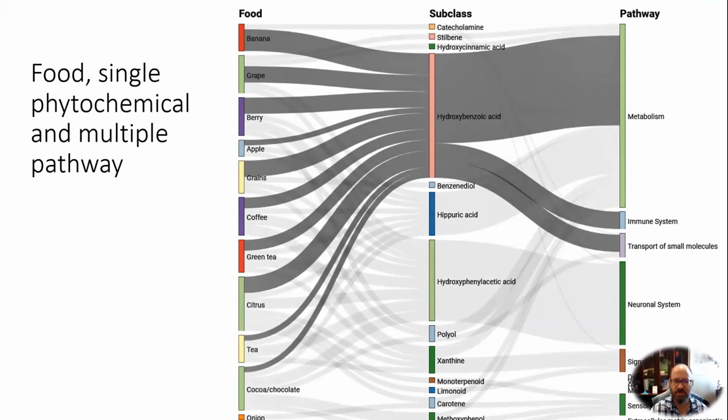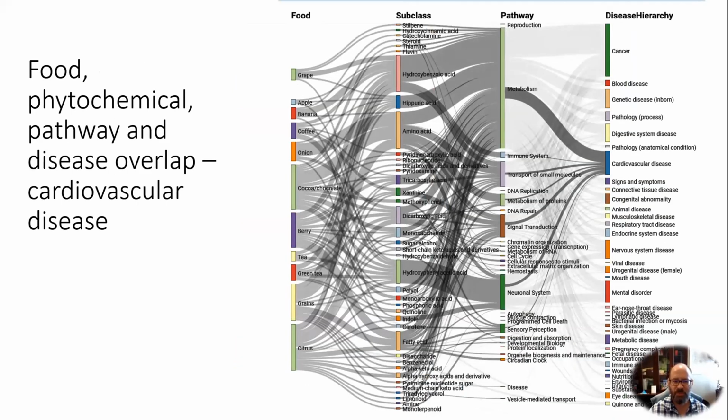Another way we could look at this is relationship between foods and an individual phytochemical which overlaps within these foods, and how that is linked to various biochemical pathways. Or we can go more complex and look at relationships between foods, their phytochemical compositional elements, and the pathways, and how those would all link to a singular disease such as cardiovascular disease, showing the extensive overlap between multiple foods within the diet and risk factors for cardiovascular disease.